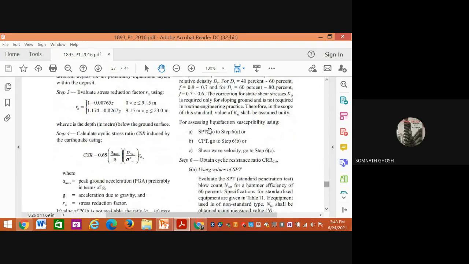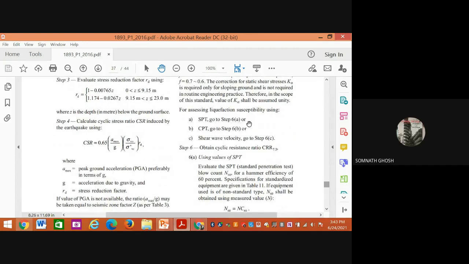If you calculate your factor of safety based on SPT, then step 6A is important. If it is based on CPT, then 6B. If it is based on shear wave velocity, it is 6C. Got my point? Now I will show you 6A. Of course, 6B and 6C are there, and all these things are available in my book, but today I'll just consider 6A.